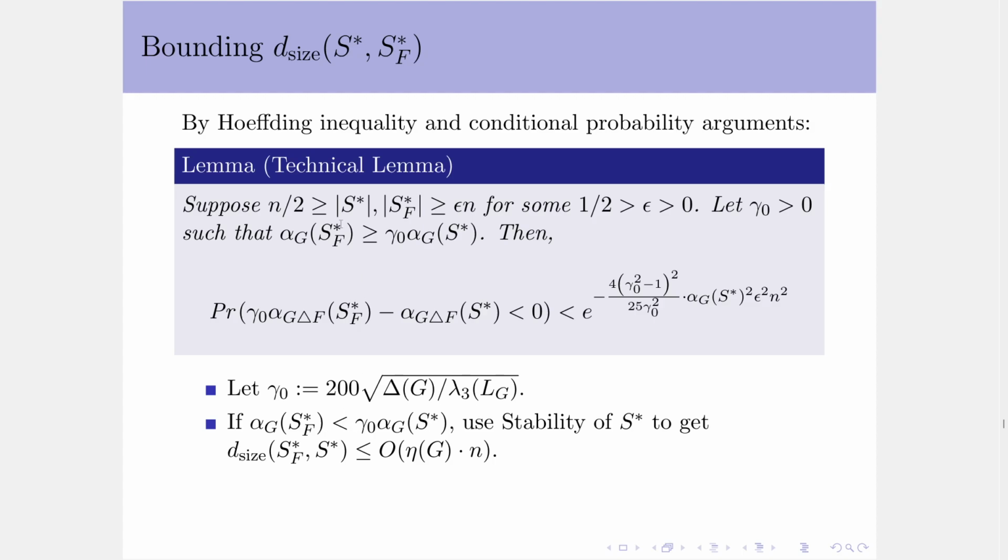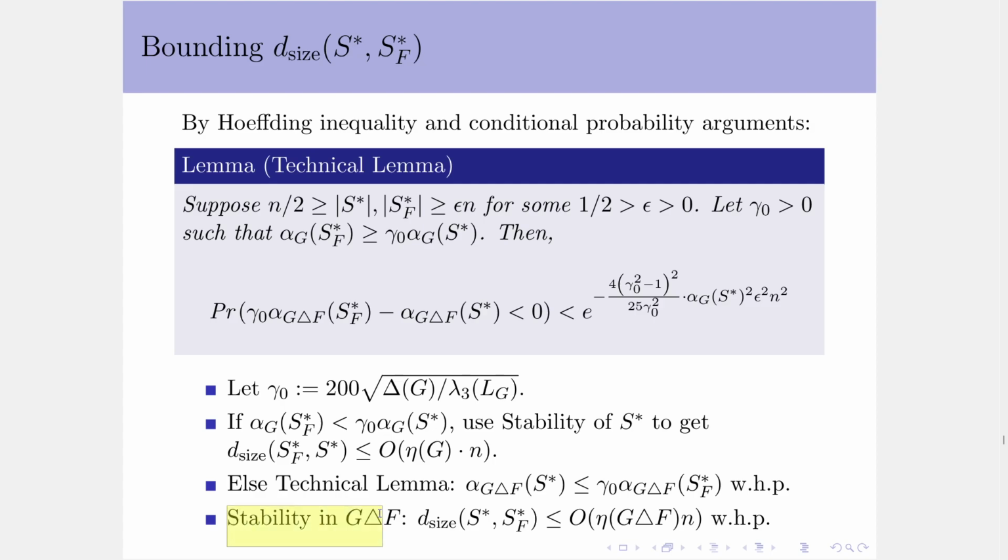On the other hand, if the other direction holds, which is one of the hypotheses in our technical lemma, then what happens is that in G delta F, the perturbed graph, S star satisfies the stability requirement for S_F star, which is the best min cut in the perturbed graph. And then using stability in Z delta F, we can show that the size of S star and S_F star is bounded by at most a constant times tau of Z delta F times n. And by the previous slide, we know that the robustness of Z delta F is at most some constant times the robustness of G. And that finishes the proof of our main theorem.